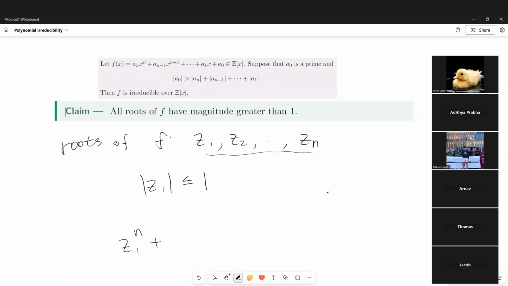We assume without loss of generality that one of the roots, z1, has magnitude less than or equal to 1. And since it's a root of f of x, we have an times z1 to the power of n plus an minus 1 times z1 to the power of n minus 1, all the way to a1 z1, and a0. And since z1 is a root of f, this is equal to 0.